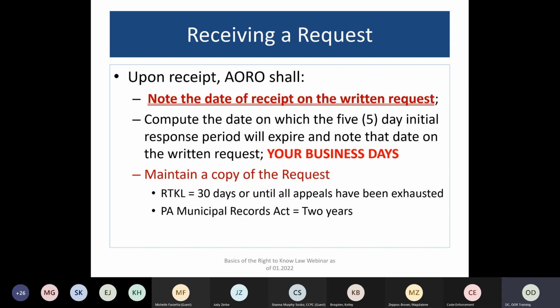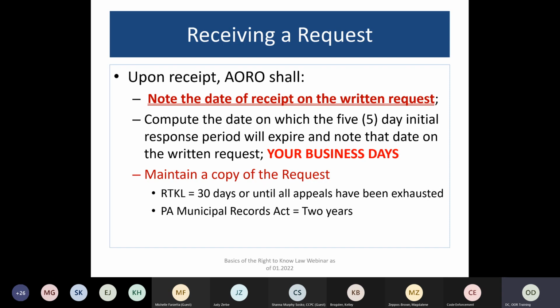So let's then say that, well, before I jump into extensions, let's just talk about keeping copies, okay, because this can be a little confusing. The right to know law says that you maintain copies of all requests and associated materials for at least 30 calendar days or until all appeals have been exhausted. Now, hopefully you would know whether there are any appeals outstanding, but keep in mind that if it's wending its way through the courts and getting up to the Pennsylvania Supreme Court, this could be years. Okay, so maintain that contact with your solicitor just to make sure you've got copies of everything you should have until all appeals have been exhausted.